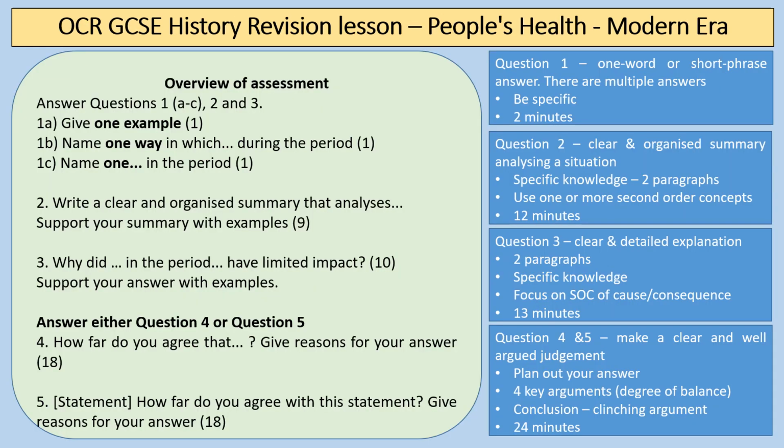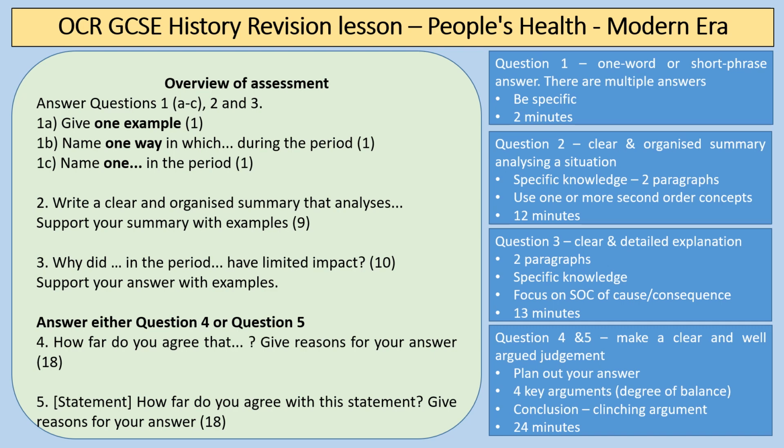Okay, in terms of how you're going to be assessed on people's health, you've got your three gateway questions, one word, short phrase, answer. There's always multiple answers for those questions as well. Question 2 is a write clear and organised summary that analyses. You need to link your answer to one or more second order concepts and make sure you include 2 paragraphs.